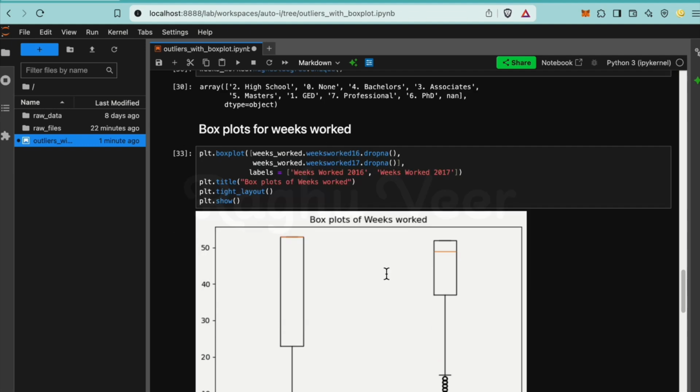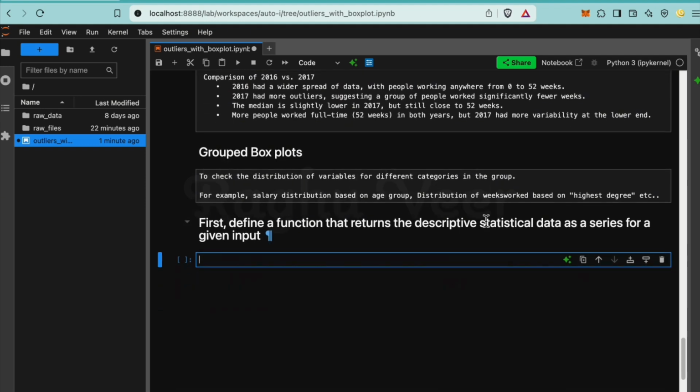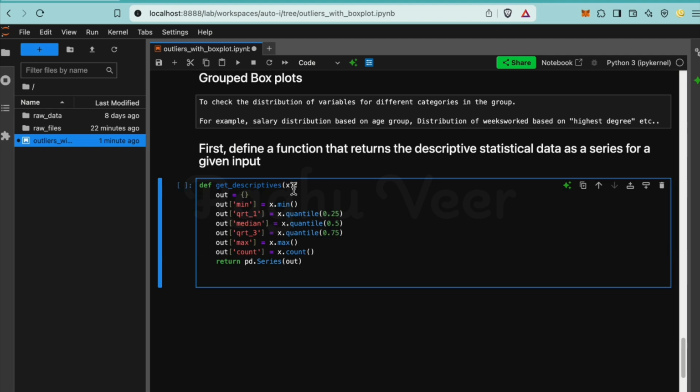For example, for high school people, if we want this kind of grouping and then plot a box plot, we could also do that. First, I'm defining a function that returns the descriptive data as a series. So get_descriptives is the function, x is the input, and it should output this data: minimum, quartile 1, median, quartile 3, maximum, and count. And I'm returning it as a series.